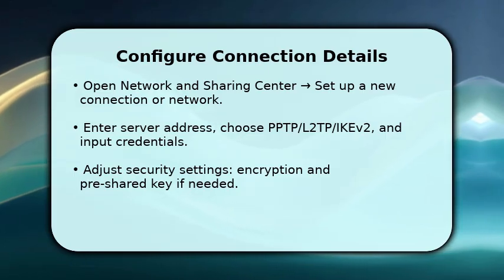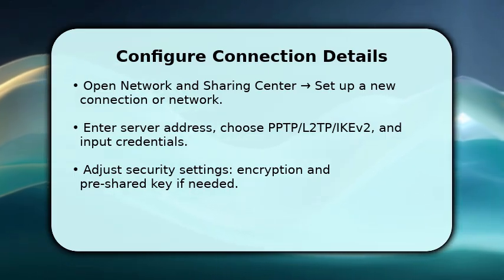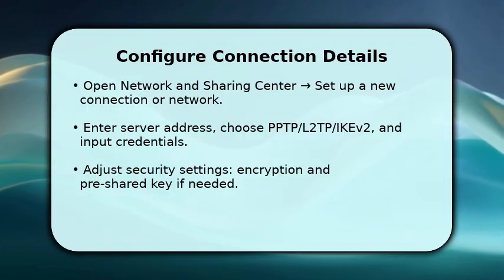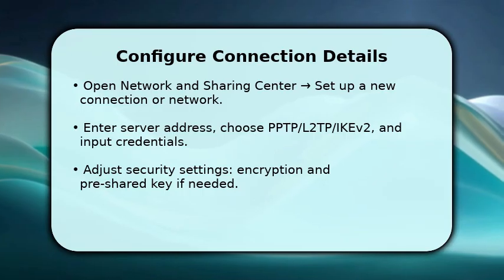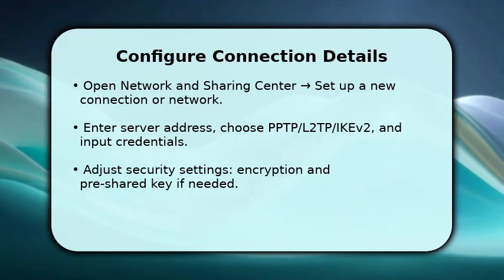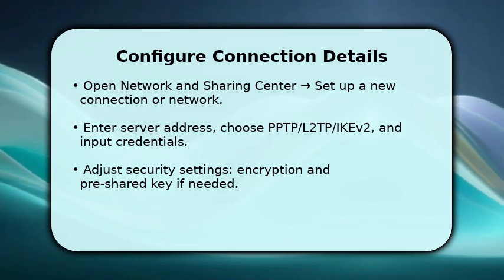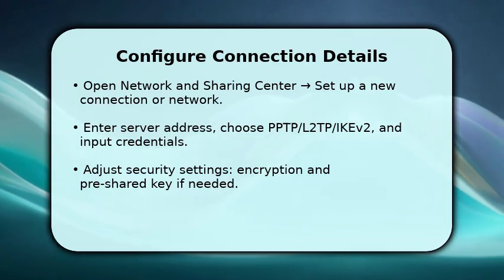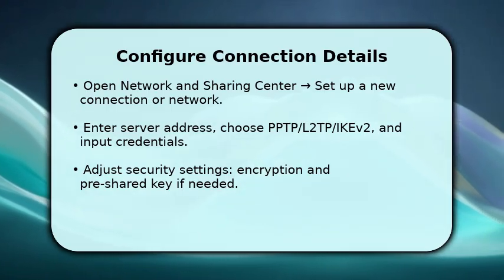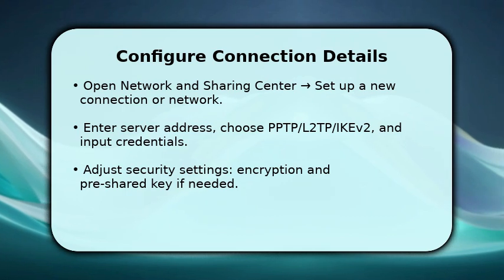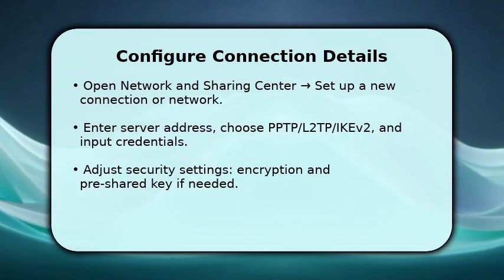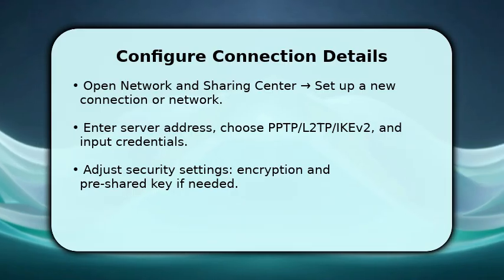Enter the server address provided by the VPN, pick the protocol, PPTP for ease, L2TP/IKEv2 for better security, and type your username and password. Make sure to click Properties to adjust security. Set encryption to require maximum strength, and for L2TP, add the pre-shared key under the Security tab. Once configured, save the connection profile so you can connect quickly later.